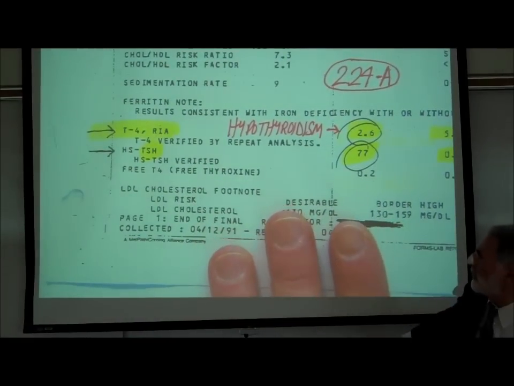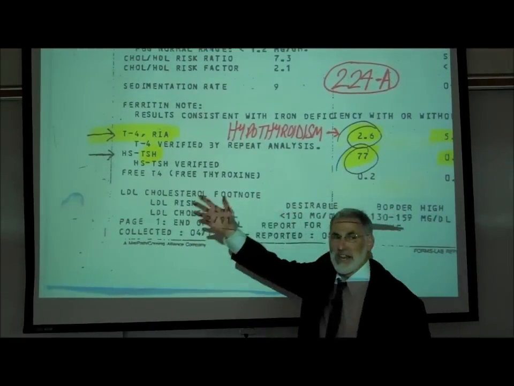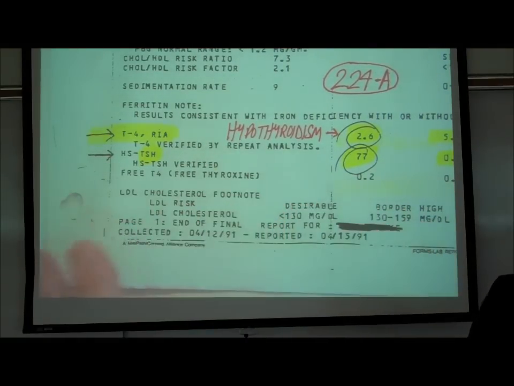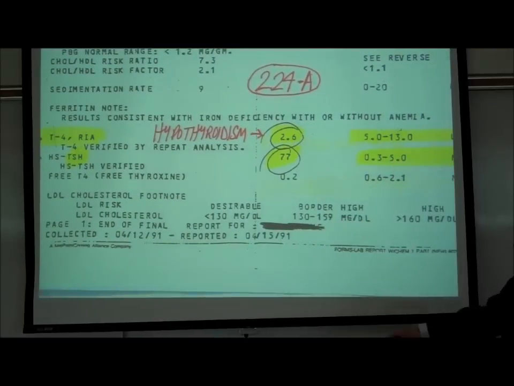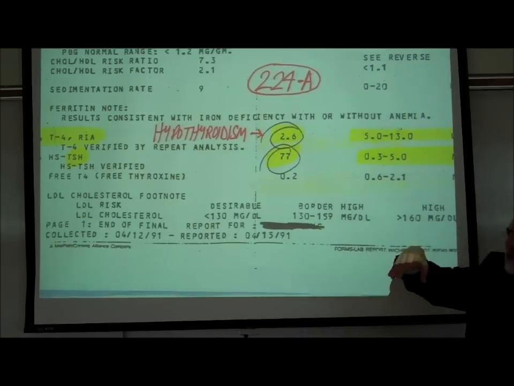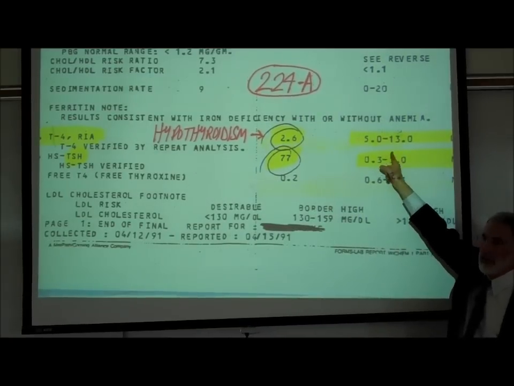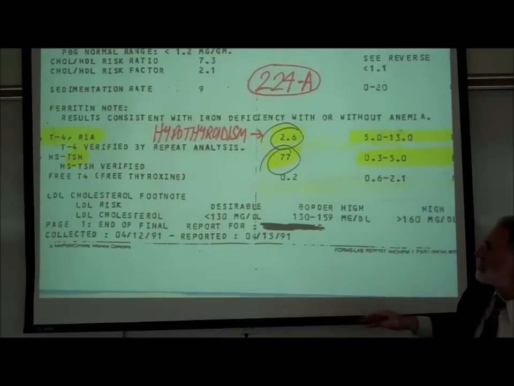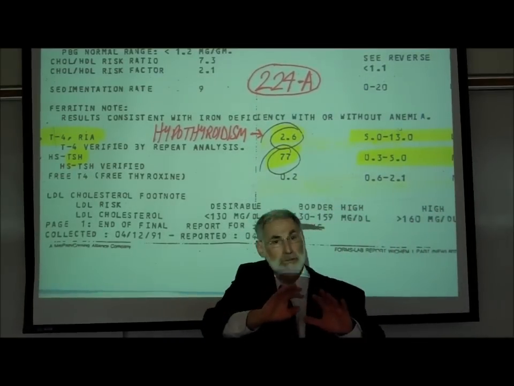They ran this T4. That T4 is an abbreviation for thyroxin. And they measured her thyroxin level by radioimmunoassay. And they got 2.6 micrograms. You don't have to know the normal number, but obviously it's less than the normal range. So she has hypothyroidism. They also measured her TSH level, and they always do.